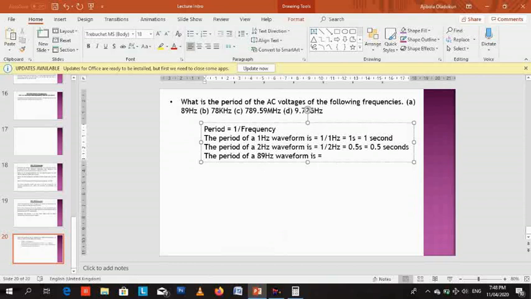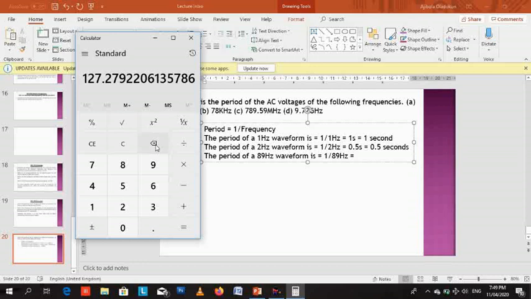So what about the period of an 89 hertz frequency waveform? Let's talk about the period of an 89 hertz frequency waveform. What is the period? It's quite simple. It will be 1 over 89 hertz. We will need a calculator for that.